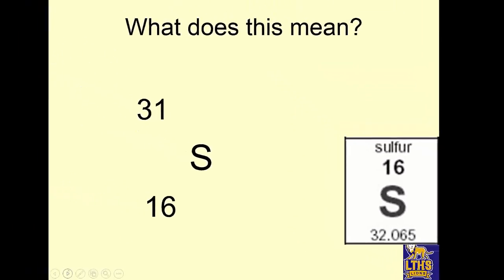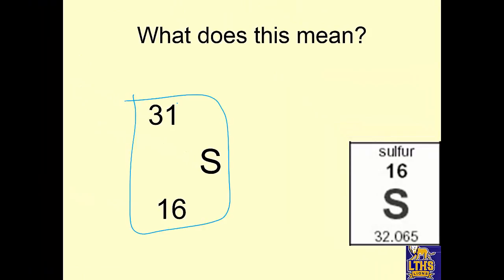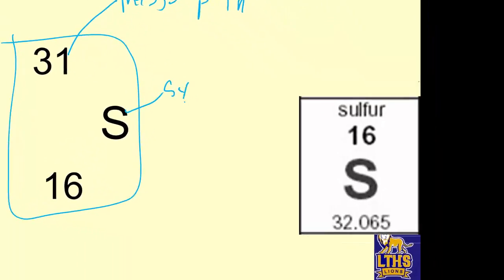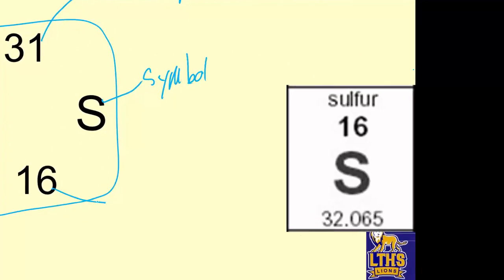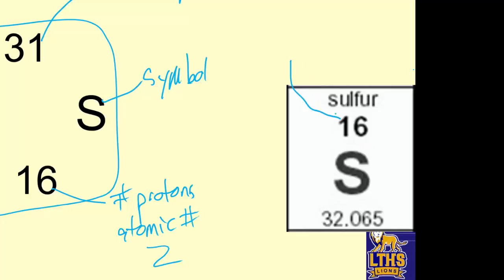So what does this mean? We're going to see symbols that look like this. This top number is going to be the mass. The mass is protons plus neutrons. This right here is just called the symbol. And this right here has a number of different names, but it's really the same thing. It's the number of protons. It's called the atomic number. It's also sometimes called Z. So if you see a periodic table like this, the whole number is the number of protons. That's always going to be a whole number.